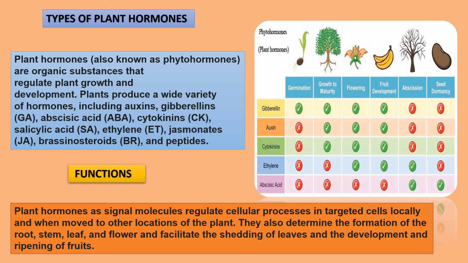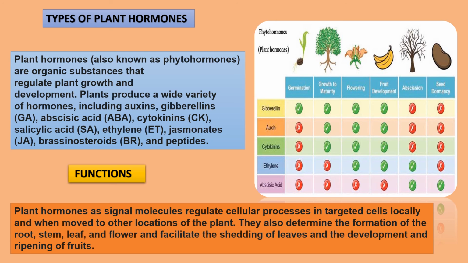Now see the diagram. The types of plant hormone has been shown over here. Gibberellin, auxin, cytokinins, ethylene, abscisic acid. Some important plant hormones actually has been shown. Now their role also has been shown. There are some columns, that is first one is germination, second one is growth to maturity, third one is flowering, fourth one is fruit development, fifth one is abscission, and the last one is seed dormancy.